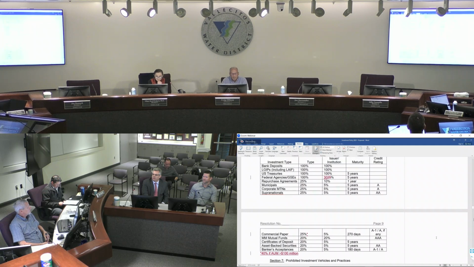And then as we move forward from here, this is just showing the table. So really this replaces, on the federal agencies or the GSEs, 25 with 30%. And then you can also see on the bottom 40% if the AUM of the district is greater than $100 million.